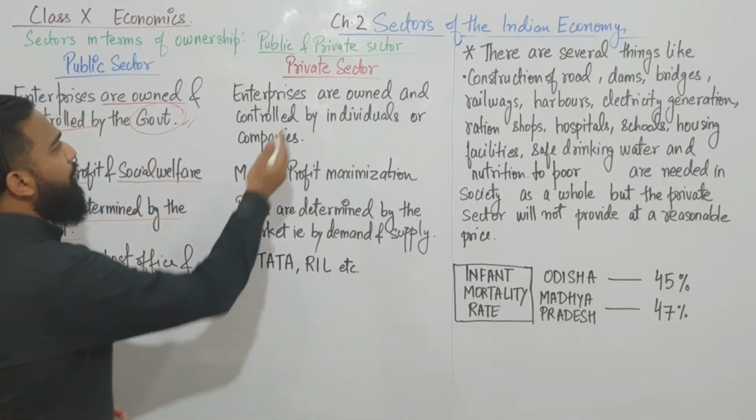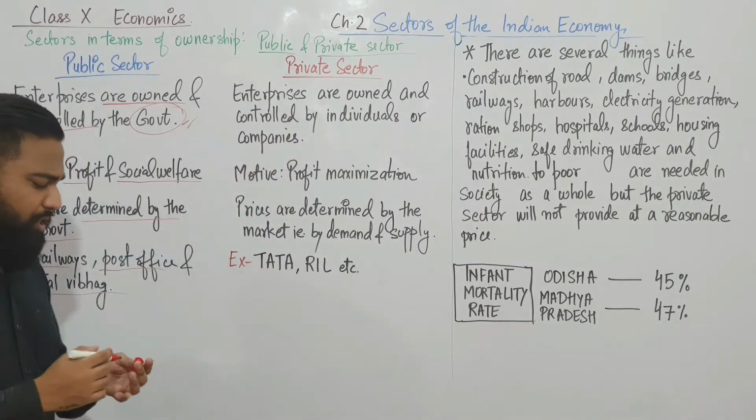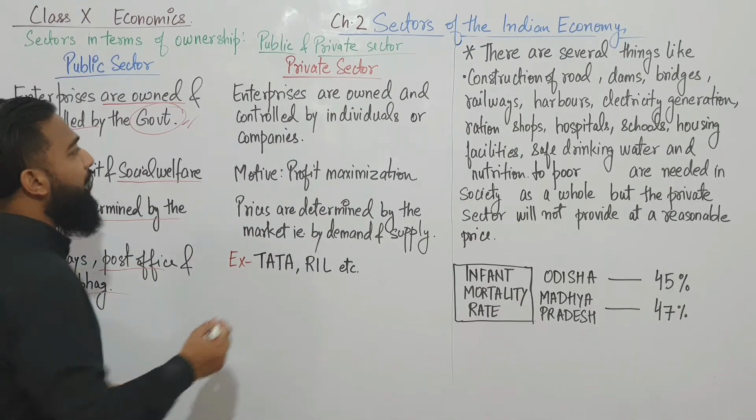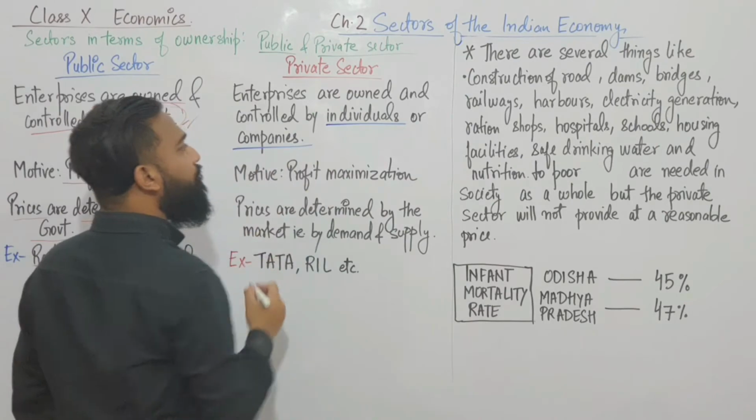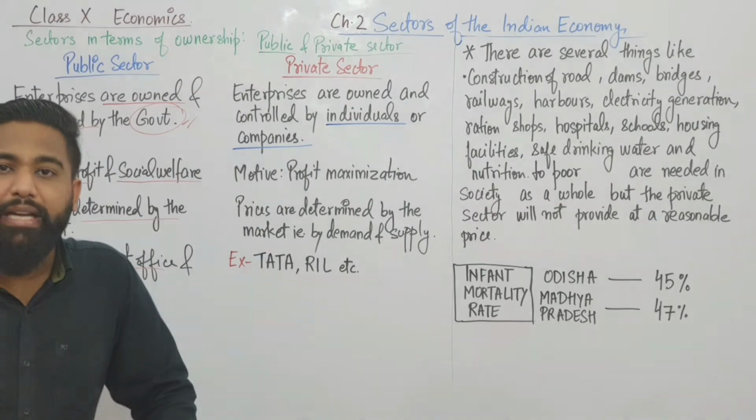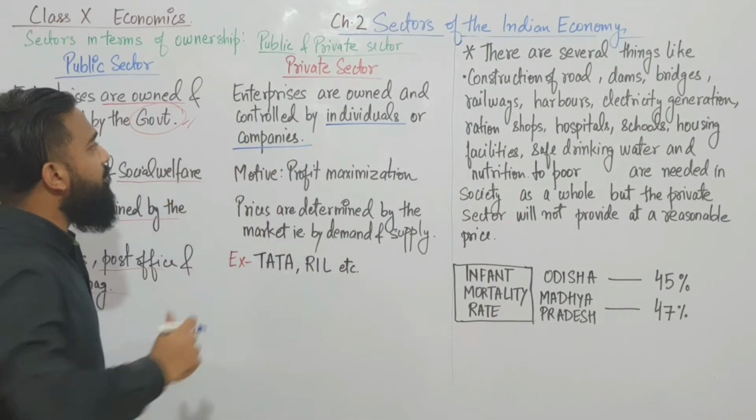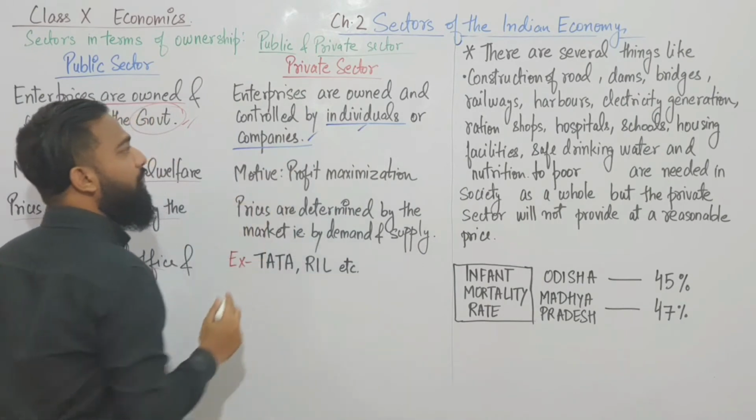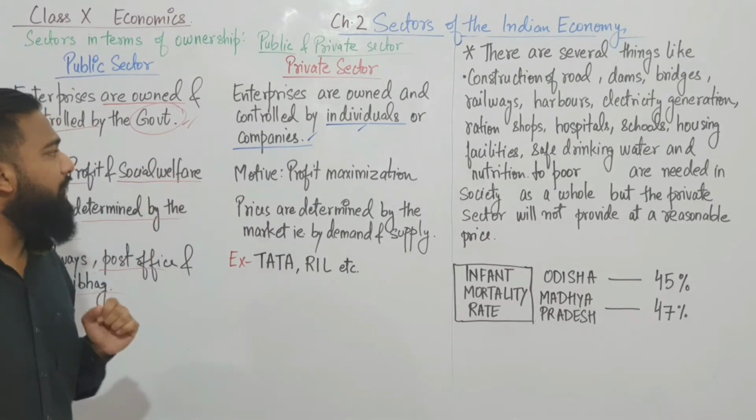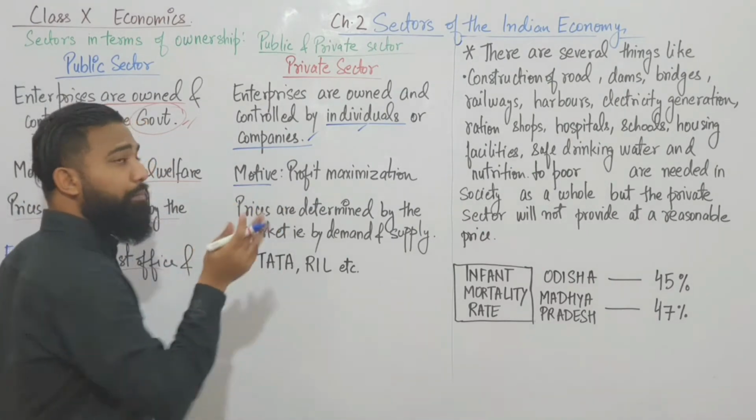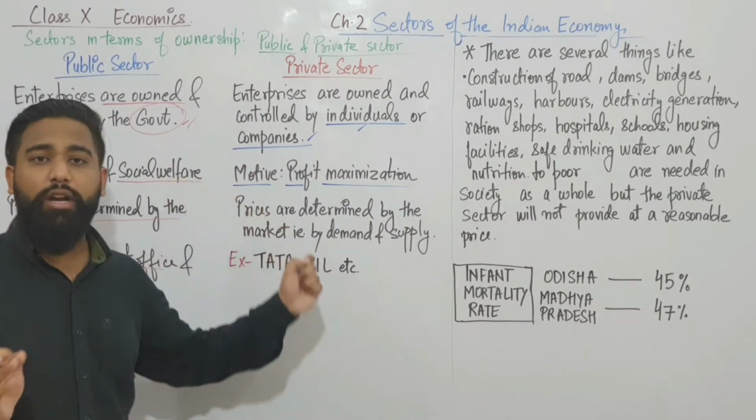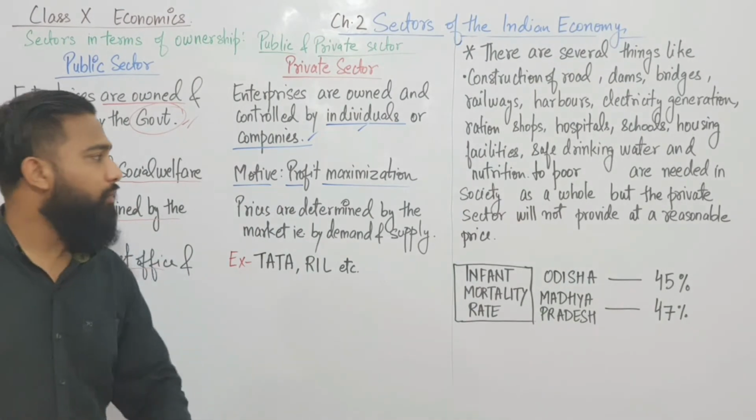Now let's talk about the private sector. Private sector, students, are those enterprises which are owned and controlled by individuals or groups of people or by companies which are not owned by the government. Enterprises which are owned and controlled by individuals or companies, those are the private sector. Government is not involved in these sectors. Now the main motive of the private sector is profit maximization. Their sole motive is earning more and more profits.